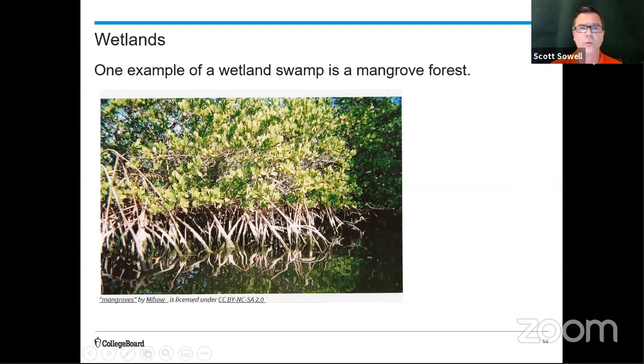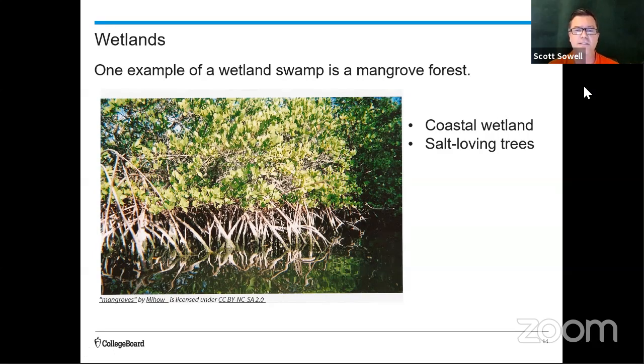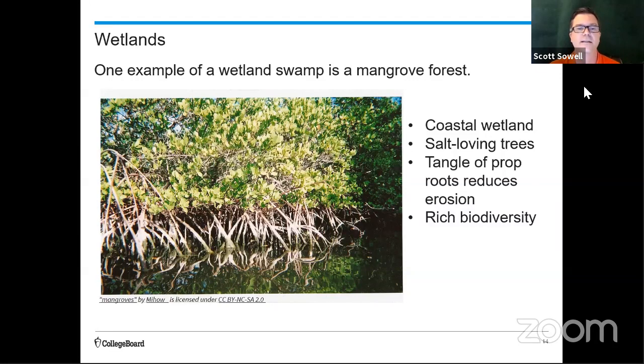And in particular, one type of swamp is a mangrove forest. This is a type of coastal wetland. It's got these very unique mangrove trees that are salt tolerant, salt loving, and they've got these very characteristic finger-like prop roots that grab onto the soil. So clearly that would be a great thing to reduce soil erosion. Rich biodiversity, lots of habitats for different species. Species richness and productivity would be high here. There's a large one in South Florida, here where I am. The largest one is in Asia, but we do have some here in the United States.